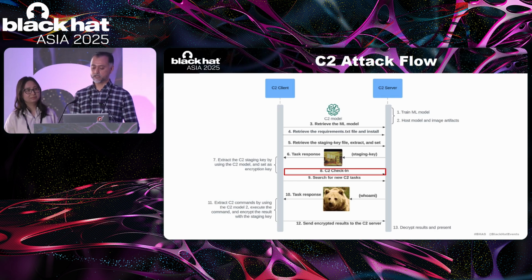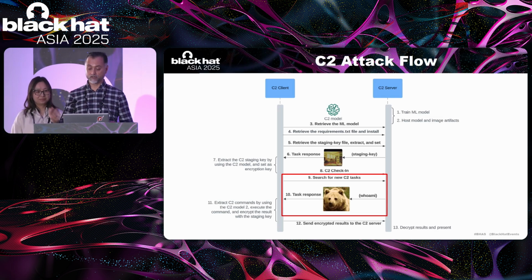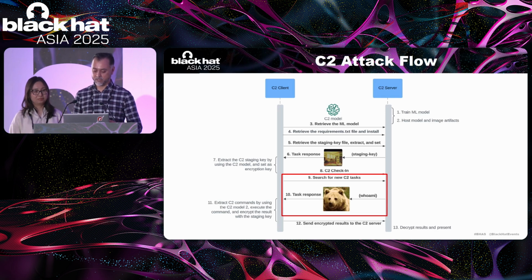The next step is a C2 check-in. At this point in time, the C2 client and the C2 server have fully completed this C2 communication. Step number 9 is the search for this new task. In this case, the C2 server is just commanding the C2 client to consume the tasks that are going to be pending.